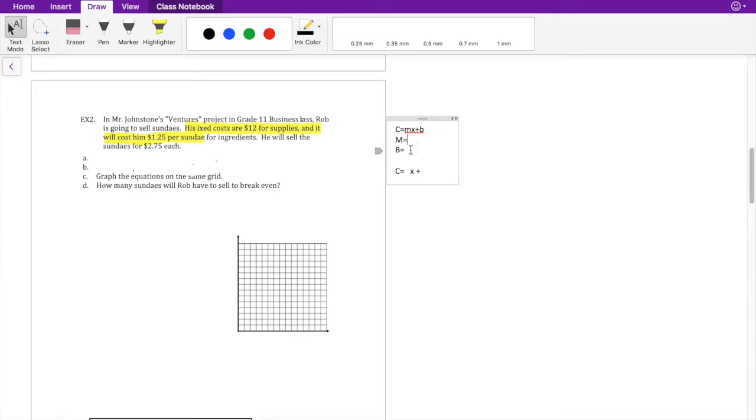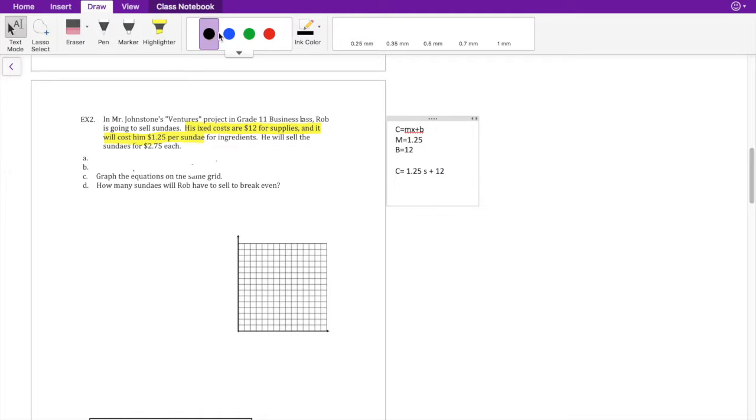So let's take a peek here at what our slope is. Actually, let's go fixed cost first because it happens earlier. His fixed cost or initial cost is $12. His slope or rate of change is $1.25 per Sunday. So the cost is going to be 1.25, and if we want to replace the X here with S for Sundays, that's perfectly fine, plus $12.